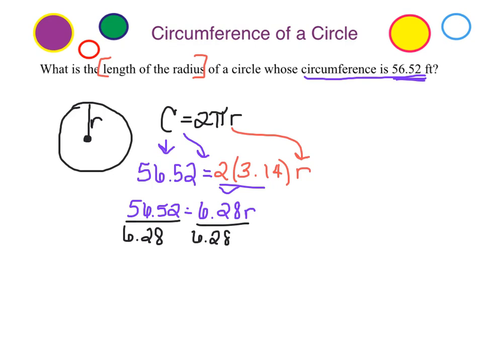And when I divide that out, I get 9, or 9 feet, equals r. So I know that for this circle, the radius is going to be 9. Whenever you're given words for a problem, be sure to know which number represents which letter or which part of the circle.